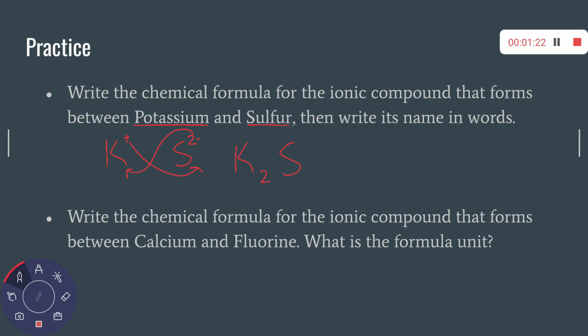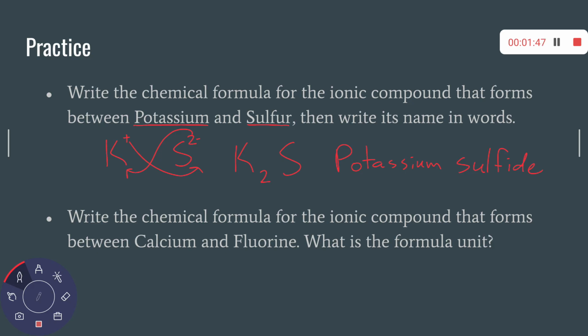So now I have my formula K2S, and now I'm going to write its name in words. Remember, our cation, our positive ion, doesn't change. So potassium stays potassium. But then our anion, sulfur, our negative charge, gets an -ide ending. So this is potassium sulfide.